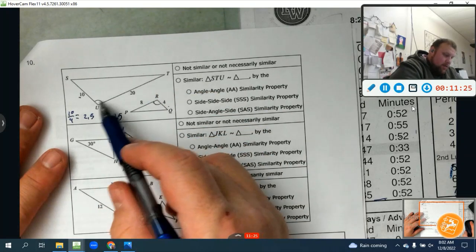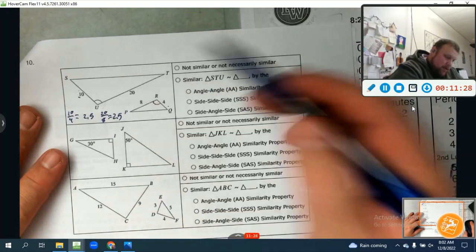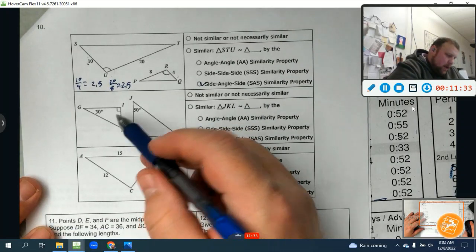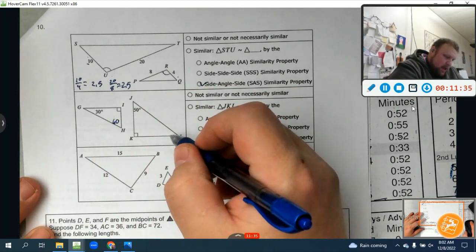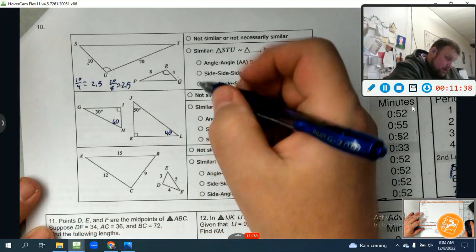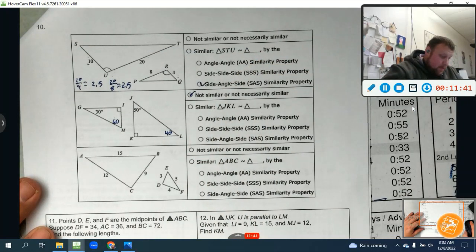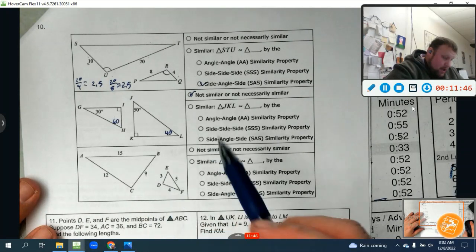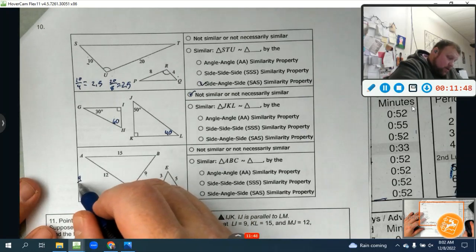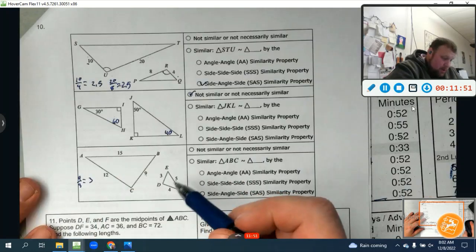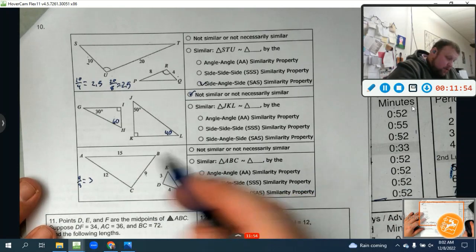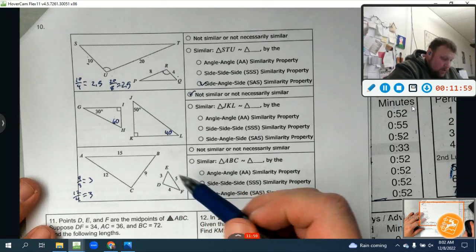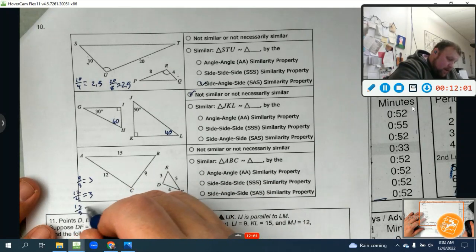Excuse me. Right here, the missing angle is 60, the missing angle is 40. These are not similar or not necessarily similar. Let's see right here. Shortest side is 9, shortest side is 3. 9 over 3 equals 3. Medium side is 12, medium side is 4. 12 over 4 equals 3. And long side is 15, long side is 5. 15 over 5 equals 3. These are similar by side, side, side. Good stuff.